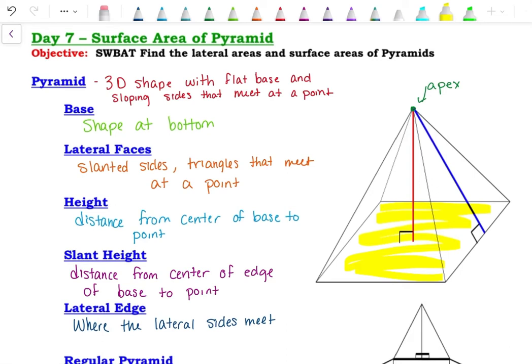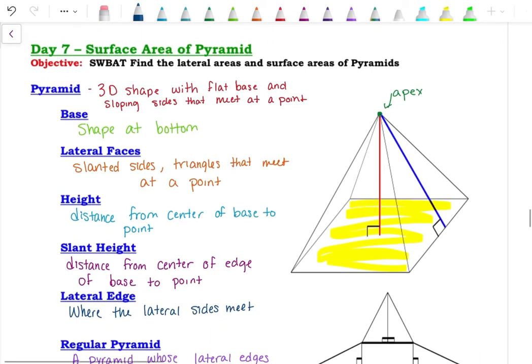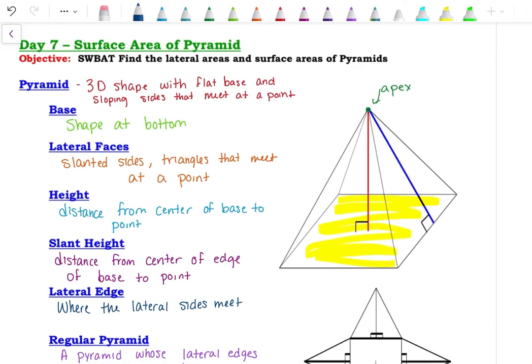And the lateral faces are the slanted sides that are usually triangles that meet at a point at the top. So in this case, our lateral faces are going to be all the triangles that make up the sides of our pyramid. Sorry, I can't draw a straight line, but there we go. Those are our lateral faces.